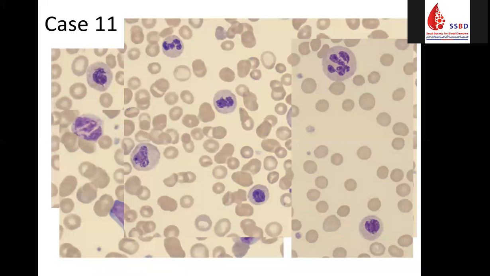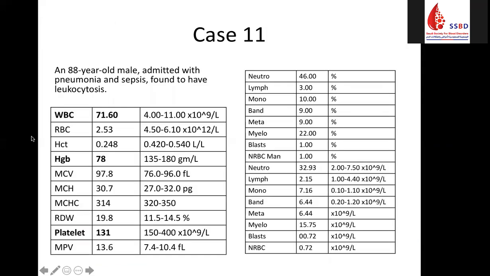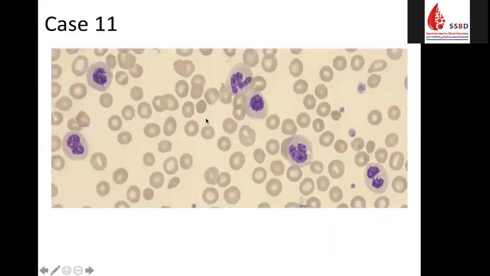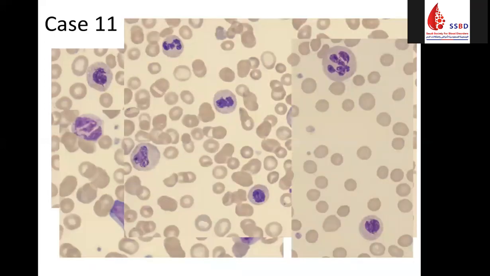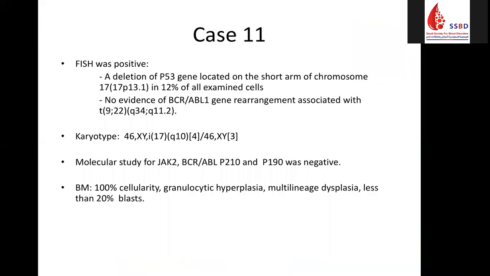MDS, also a nice differential. However, in MDS, you need your cytopenia, and we don't have cytopenia in this case. We have a leukocytosis. Let me check. Yeah, we have anemia, platelet mildly low, and we have the leukocytosis. So MDS could be, yeah, you need your bone marrow to confirm this also. So clonal cytogenetic abnormality is also present. MDS, MPN, yes.